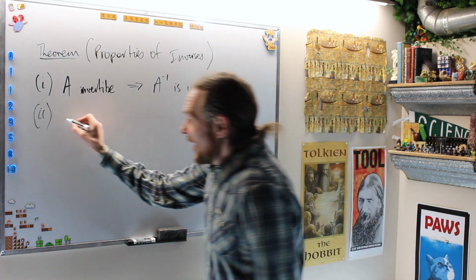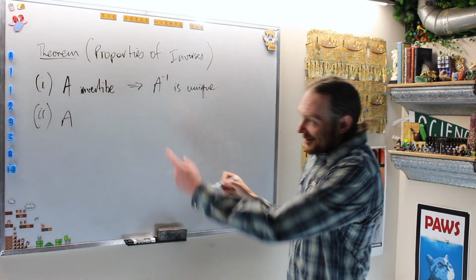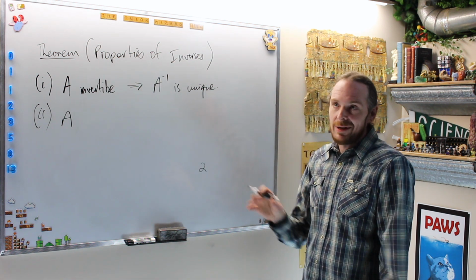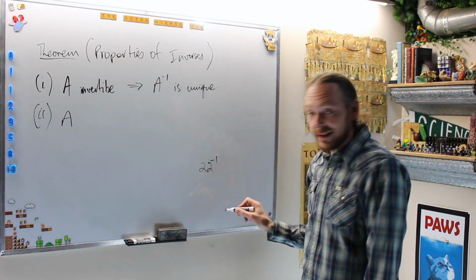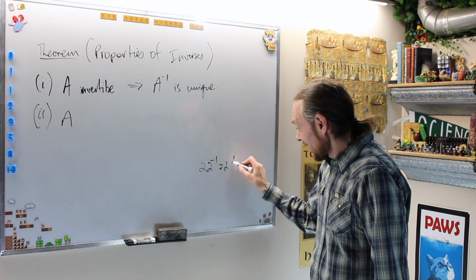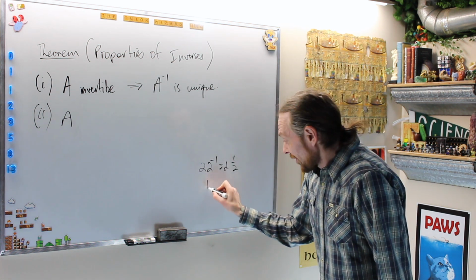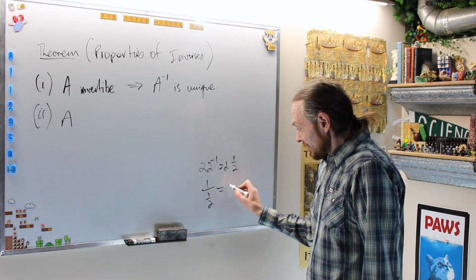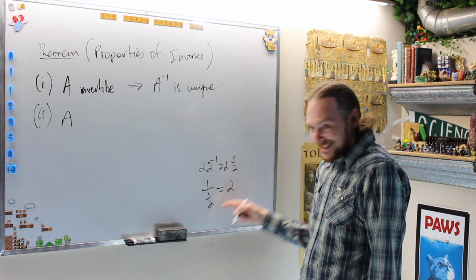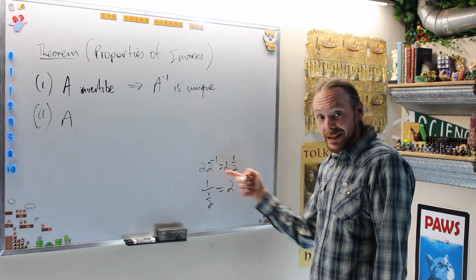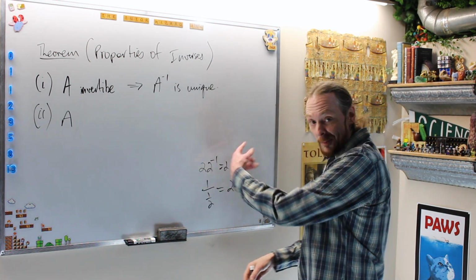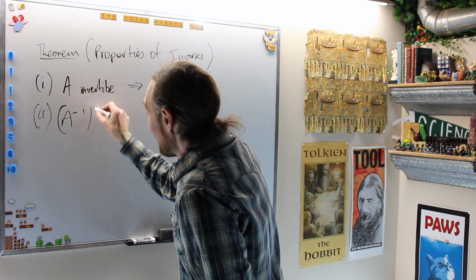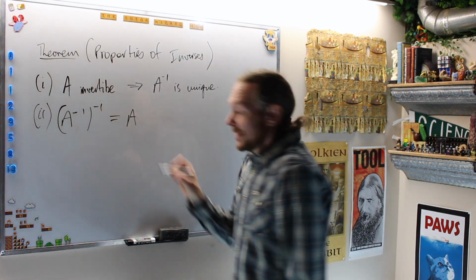2. I like this one a lot because if you have the number 2, what's the inverse of 2? Usually you don't write it like that. You write it like 1/2. And then what's 1 over 1/2? 2. What that says is the inverse of the inverse is the number again in number land. The same thing is true for matrices. A inverse inverse is the matrix A again.